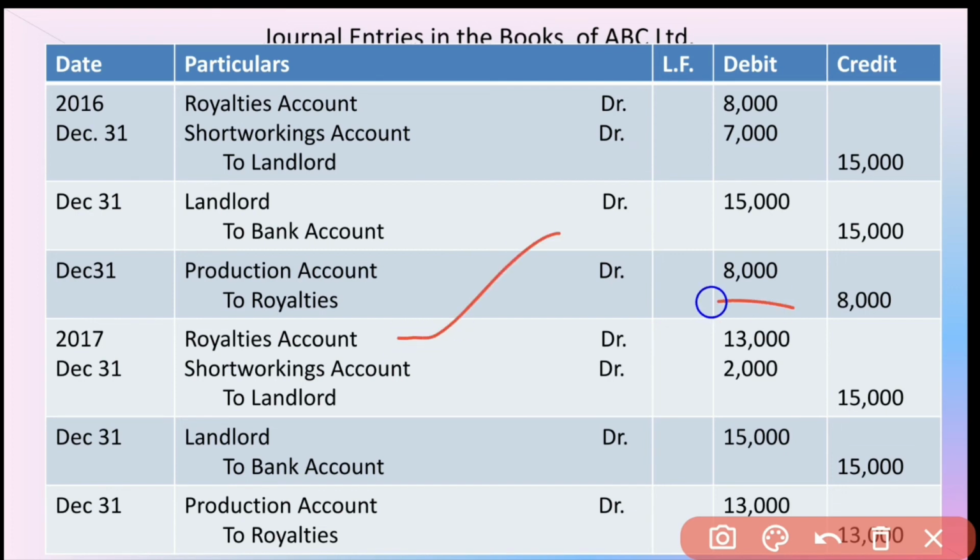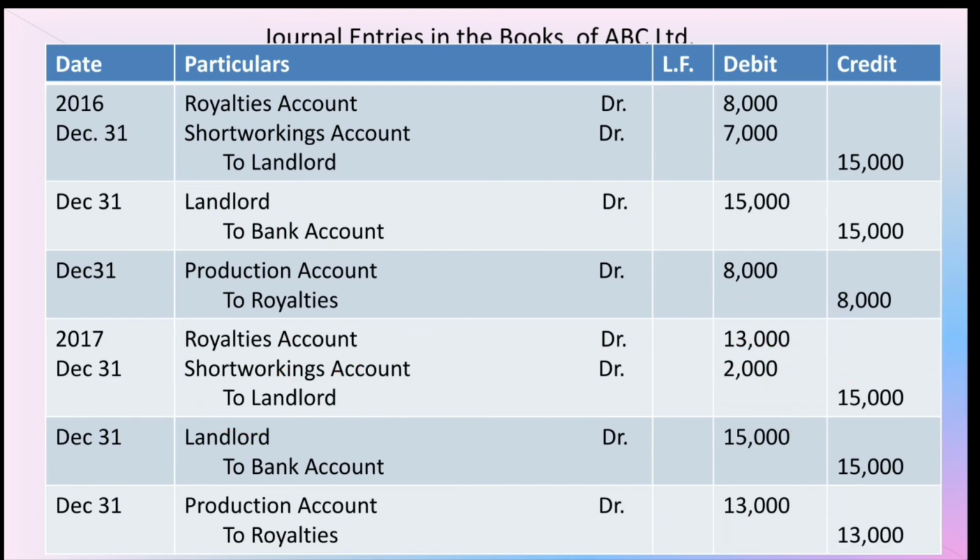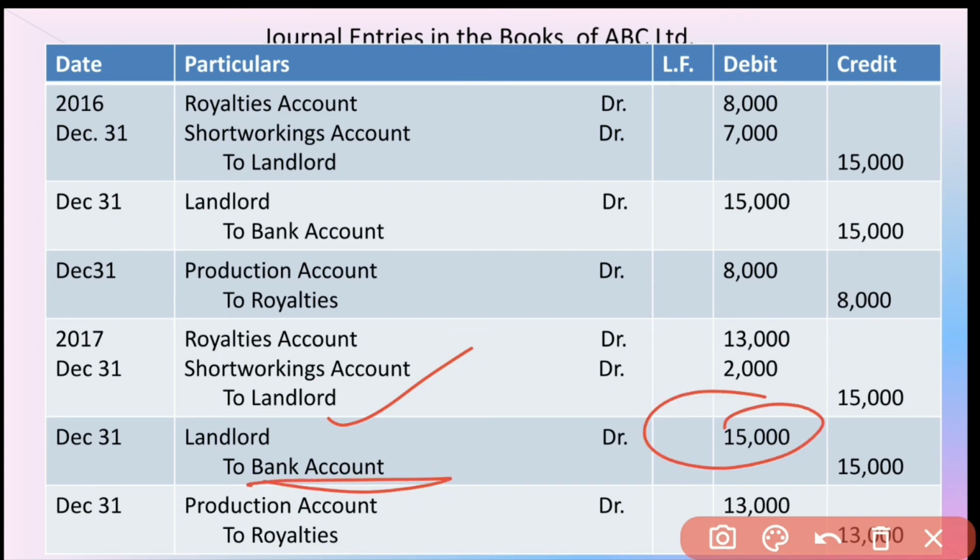Okay, similarly, we are going to make the journal entries in the next year also. Royalty account debit, whatever was the royalty, that is 13,000, and we credited landlord with the minimum rent, that is 15,000, and the difference between the two, that is 2,000, was the short workings account. When the payment is made to the landlord, landlord account debit to bank account, that is 15,000. Last, whatever royalty was paid is transferred to the production account.